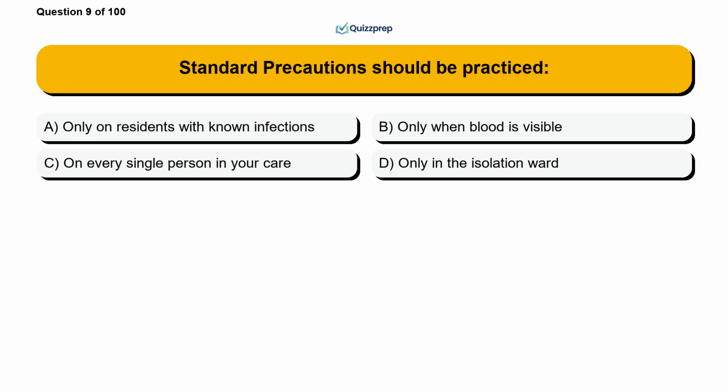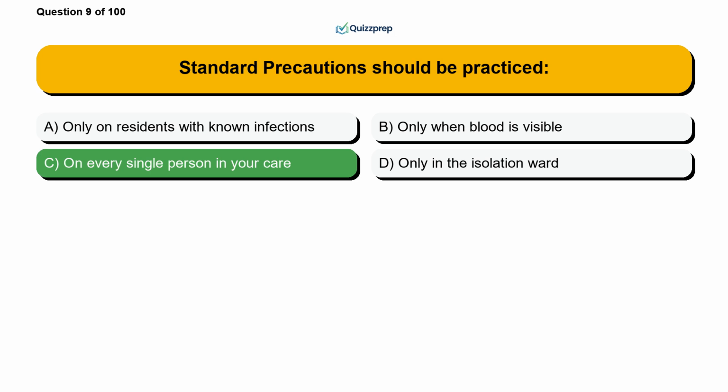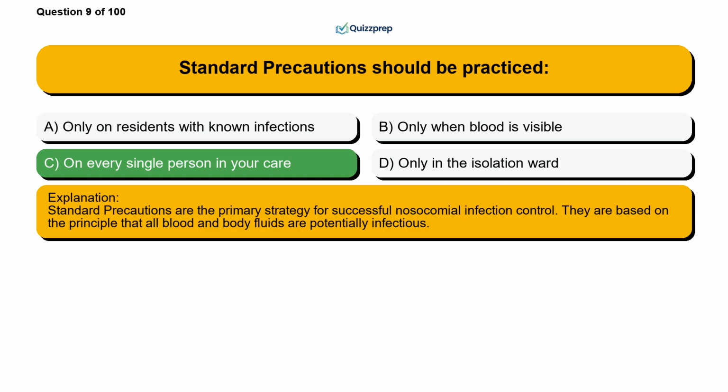Question 9. Standard precautions should be practiced: Option A, only on residents with known infections. Option B, only when blood is visible. Option C, on every single person in your care. Option D, only in the isolation ward. The correct answer is option C, on every single person in your care. Standard precautions are the primary strategy for successful nosocomial infection control. They are based on the principle that all blood and body fluids are potentially infectious.